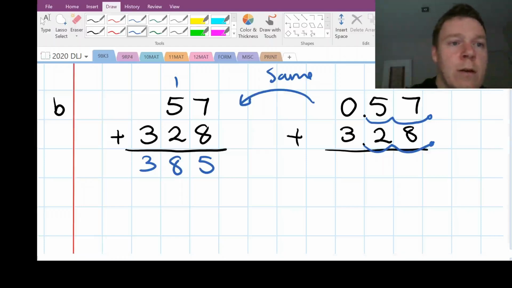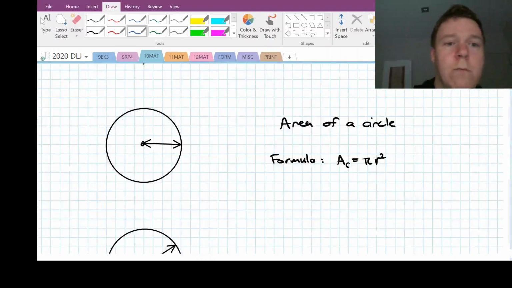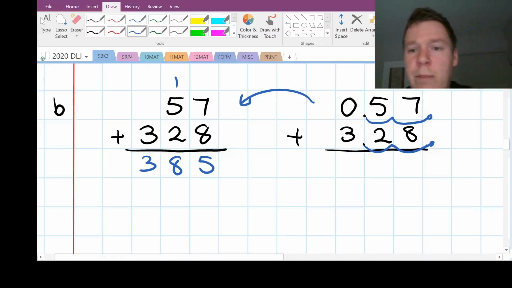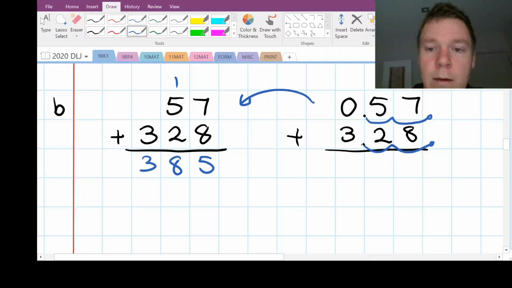So we're going to end up with, oh, what's going on there? Sorry. Oh, I wish I could undo that. It's a bit messy now. I'll just make the decimal point really pronounced.